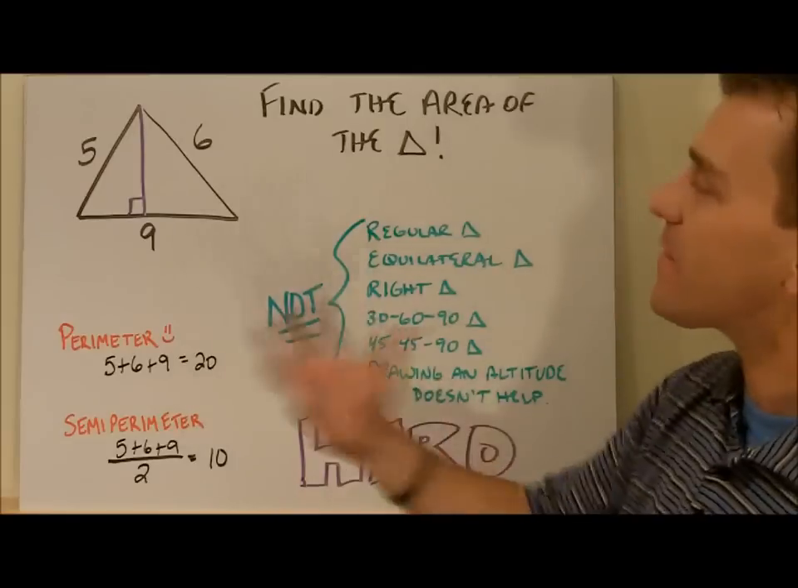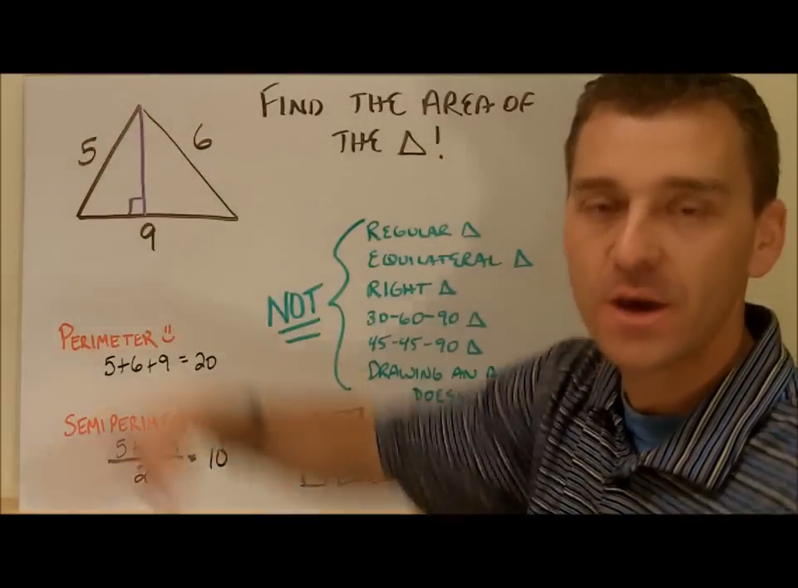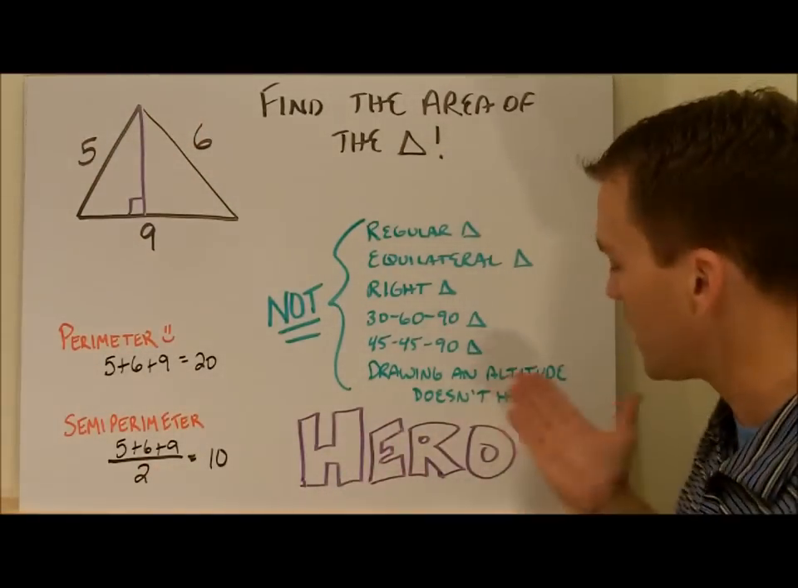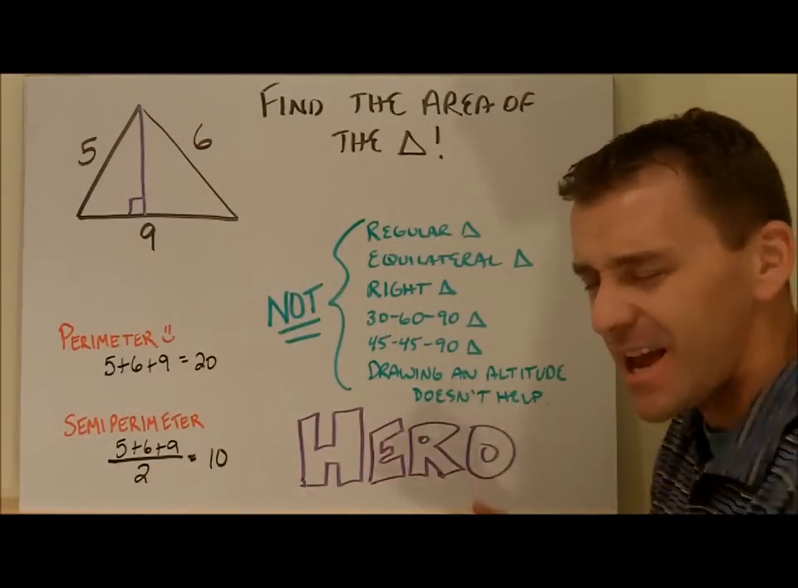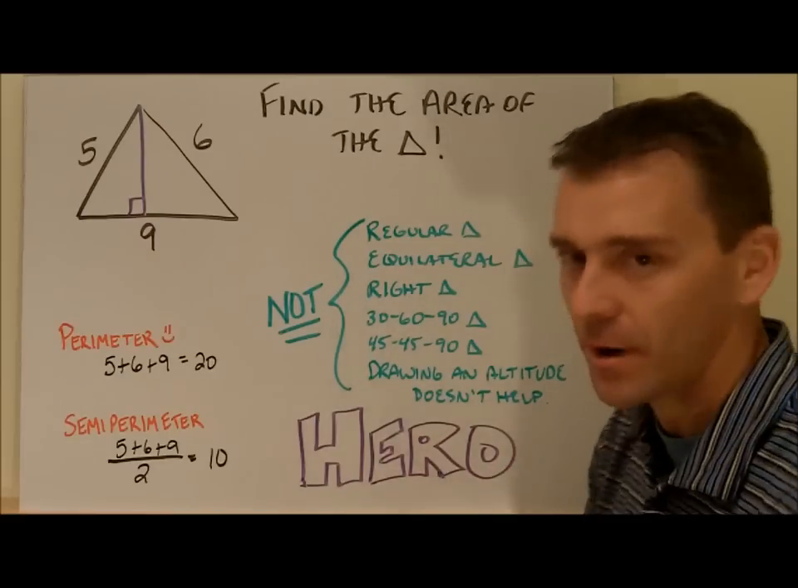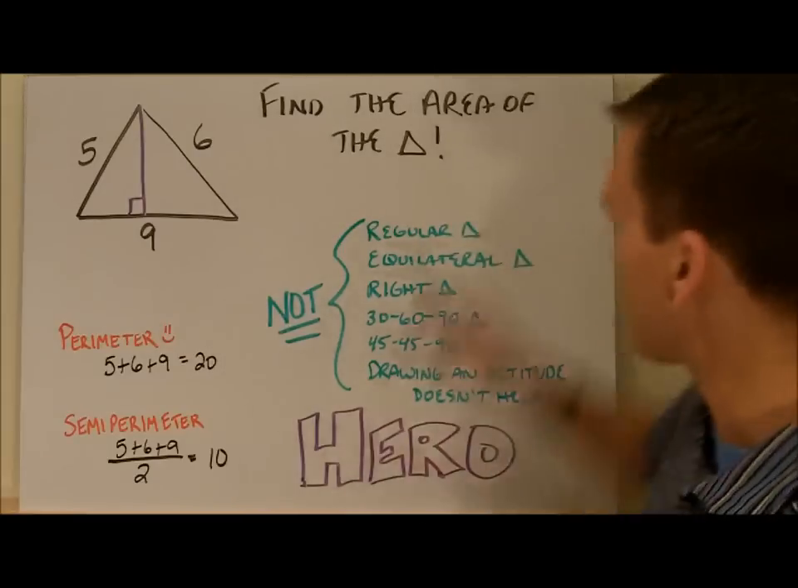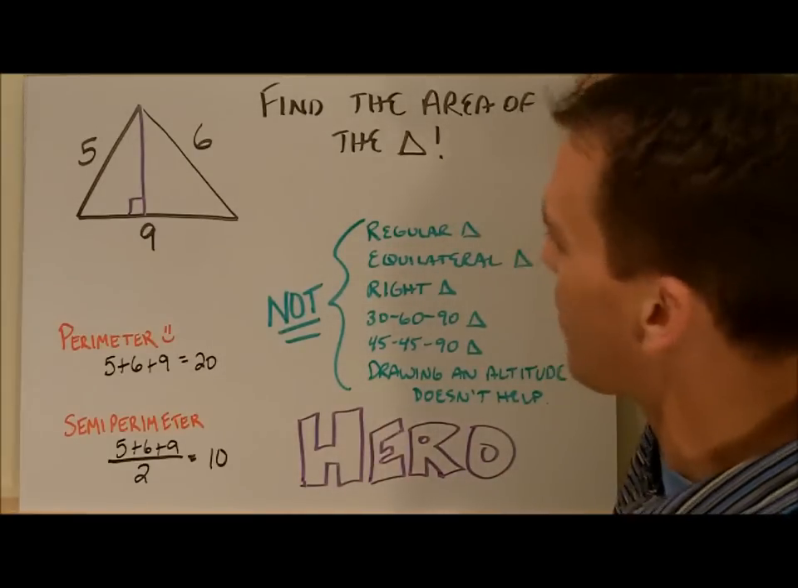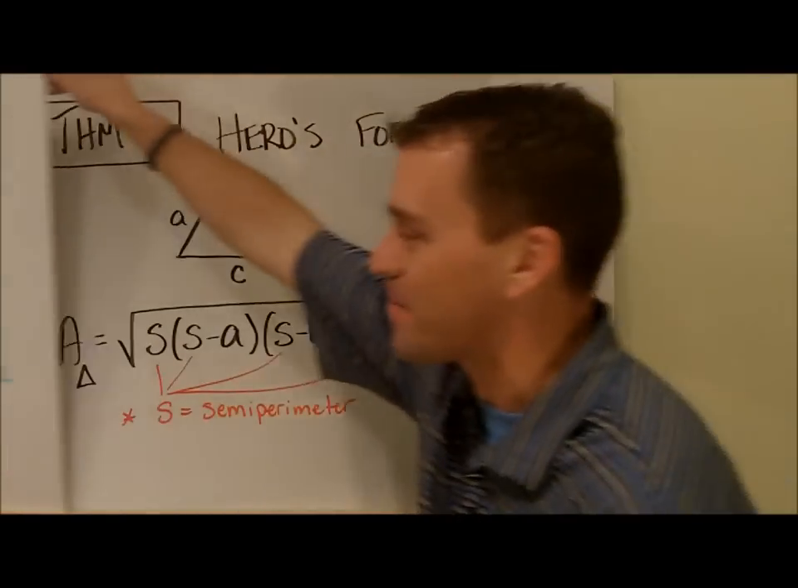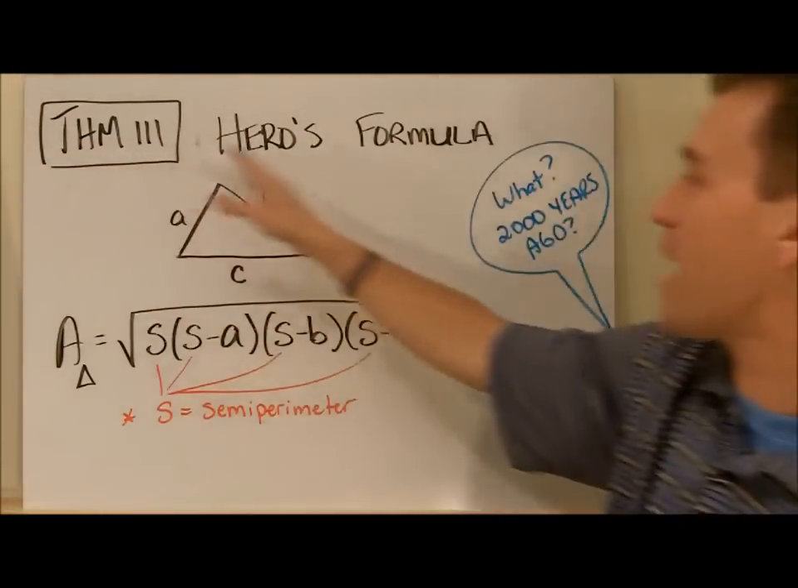Now, the only way that we can find the area of this triangle is, ladies and gentlemen, we need a hero. I need a hero! Oh, I'm not going to sing the rest of it. I know that was very good, but we need a hero, and here we go. Here comes the hero. Theorem 111. It is Hero's formula, by the way.